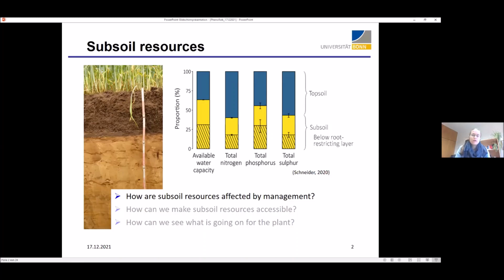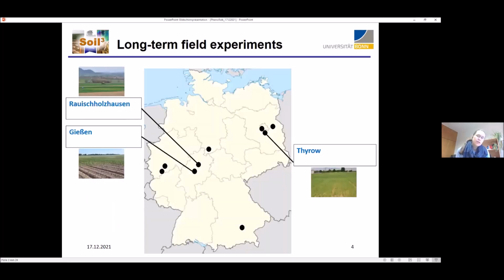Right, so in order to see what current management is doing to subsoil resources, we can go to long-term field experiments. Within the Soil 3 project, we have sampled quite a number of long-term field experiments. These are experiments that have had the same management for a number of decades. I don't want to show you all of those experiments that we sampled, I'll just show you three examples. For two examples, we will look at phosphorus fertilization, and then also one example on nitrogen fertilization.